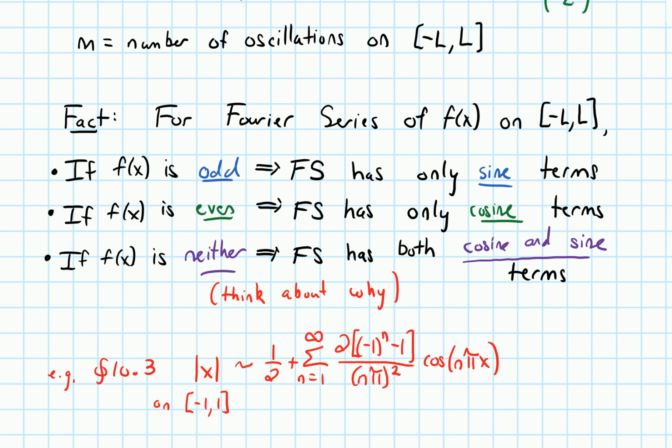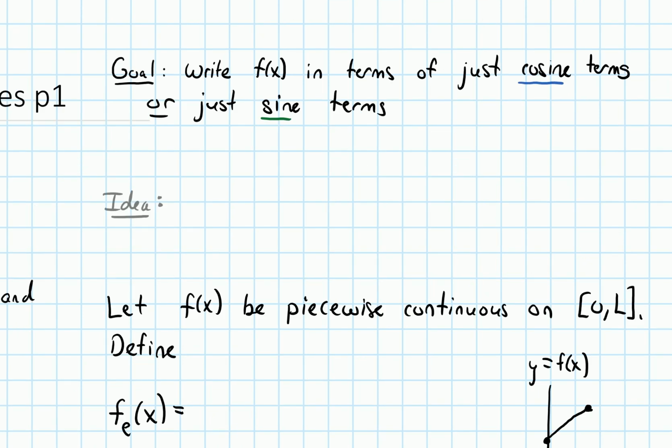All right. So the key thing that we're going to be interested in doing in this section is to be able to write functions in terms of a Fourier series that only has cosine terms or only has sine terms. So I've stated that goal. We want to be able to write a function in terms of just cosine terms or just sine terms. I want to talk about the key idea behind this.